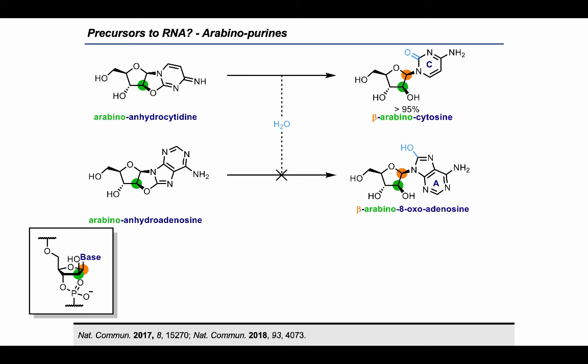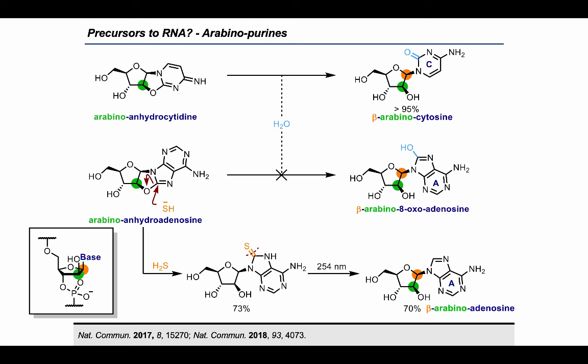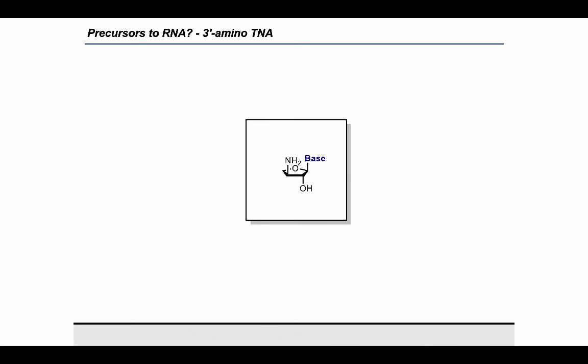Whilst the beta-arabino 8-oxopurines could not be accessed through simple hydrolysis, the use of hydrosulfide as a nucleophile enables thiolysis of arabino anhydroadenosine, which now forms an 8-thiopurine which can be reduced to beta-arabinoadenosine through irradiation. Chemical investigations have been extended to study aminonucleosides, which are prebiotically interesting because of the increased reactivity of their amine compared to the reactivity of an alcohol in water.